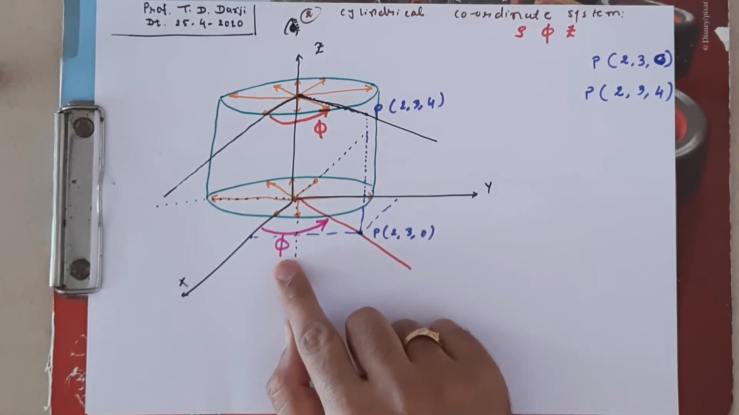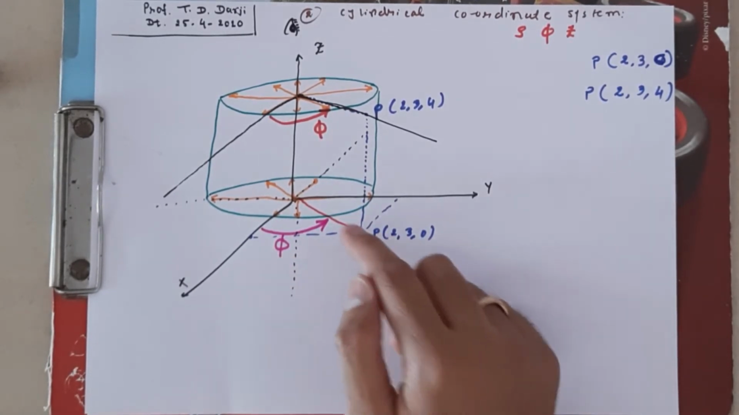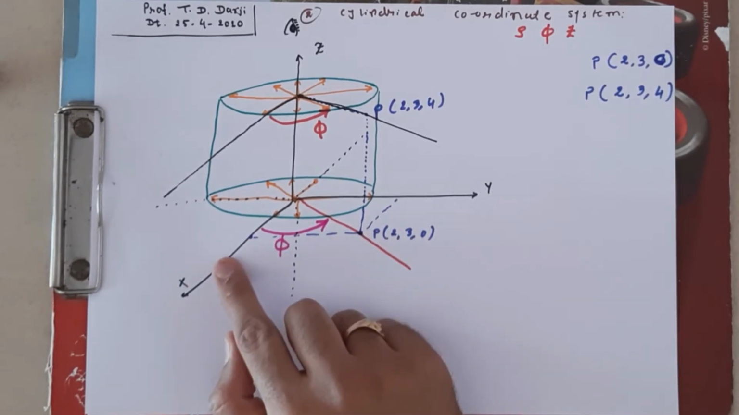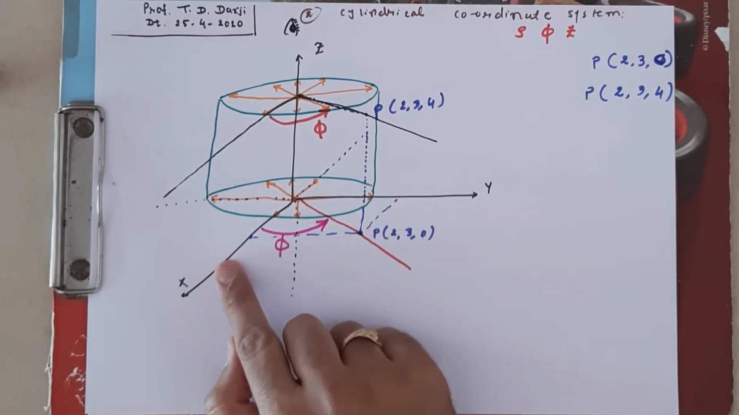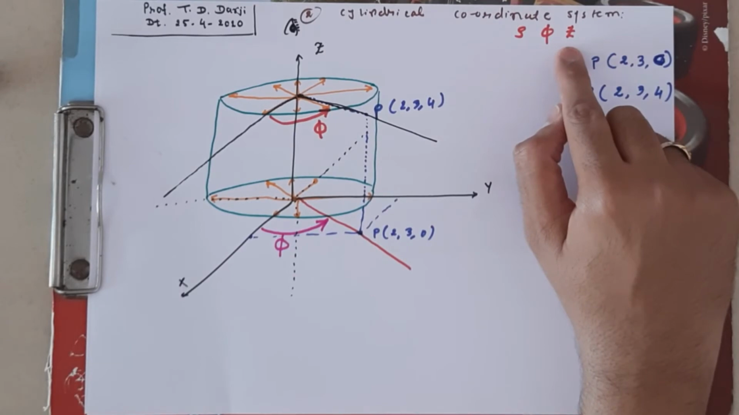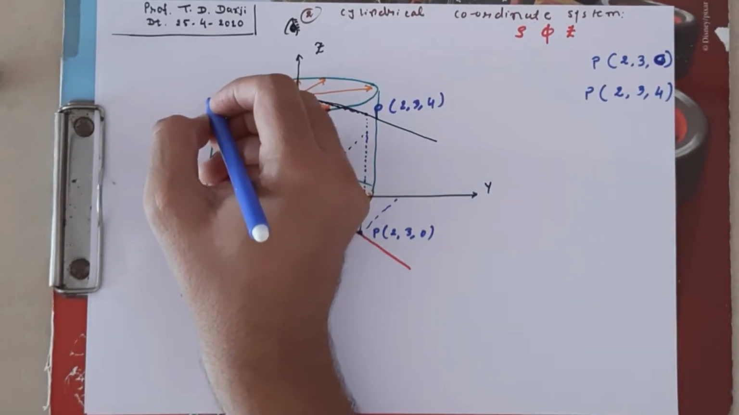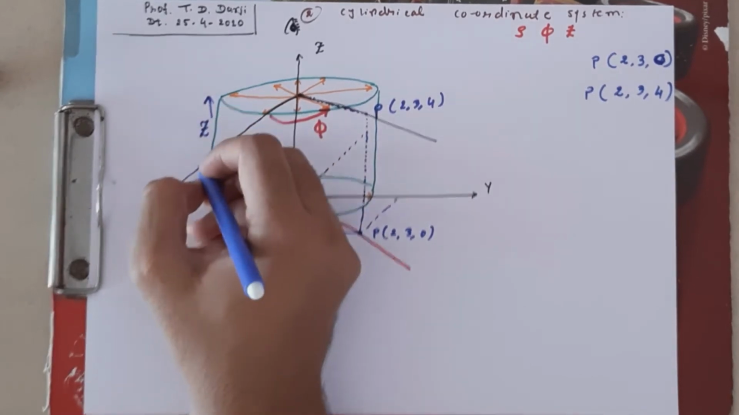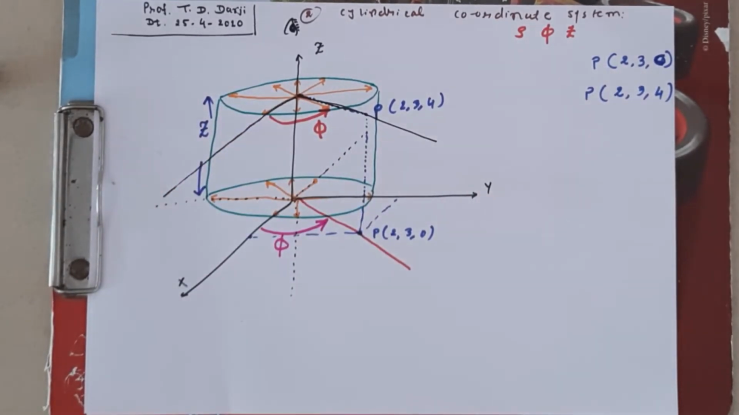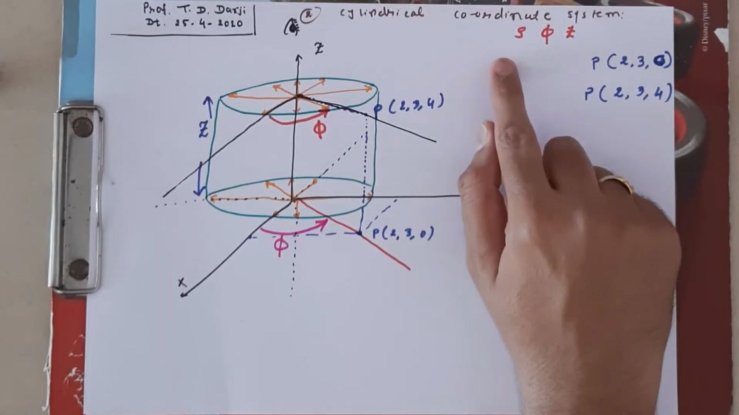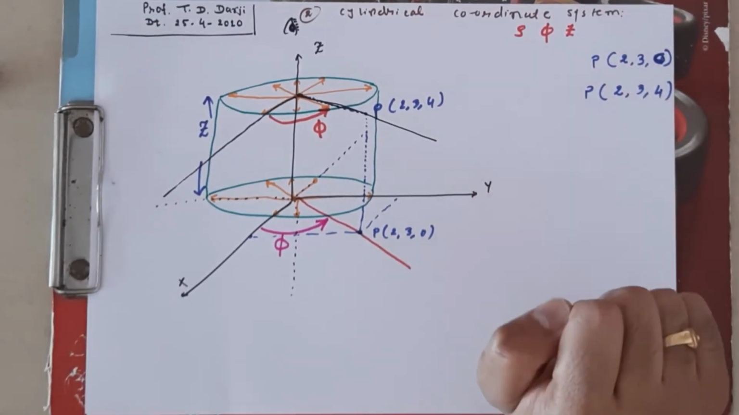So phi is the angle between the line passing through the point and the x axis. Next, what is z? Z is known as the height of the cylinder. Clear? So this is the cylindrical coordinate system, known as rho, phi, and z.